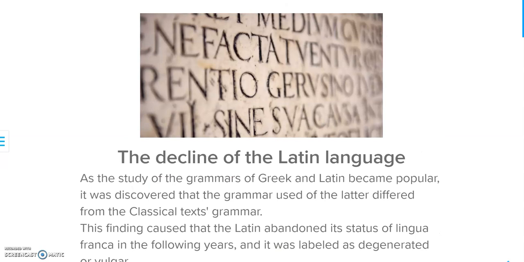The decline of the Latin language began when, as the study of Latin and Greek grammar became popular, students and teachers discovered that the grammar of the Latin used then and the one used in classical texts was not the same, a situation that caused Latin to abandon its status of lingua franca in the following years, and it was labeled as degenerated or vulgar.